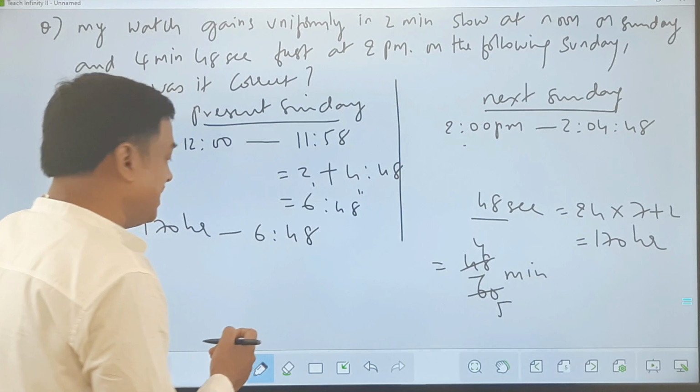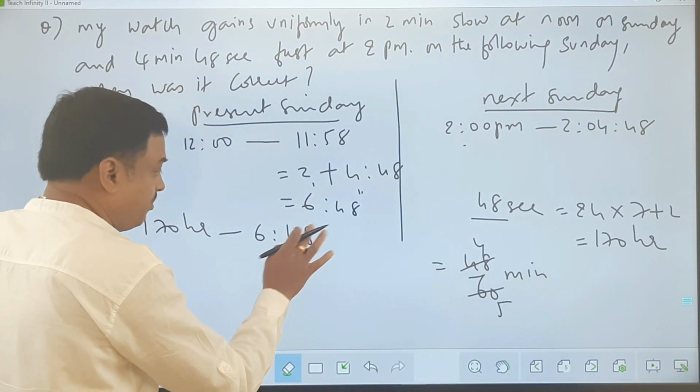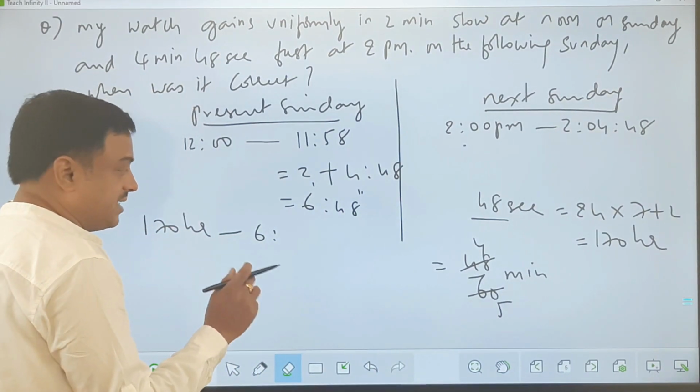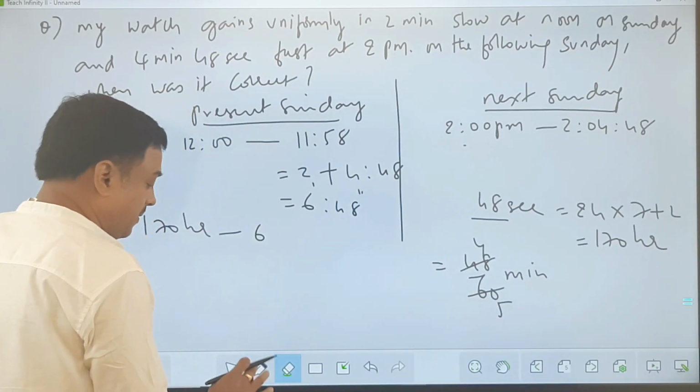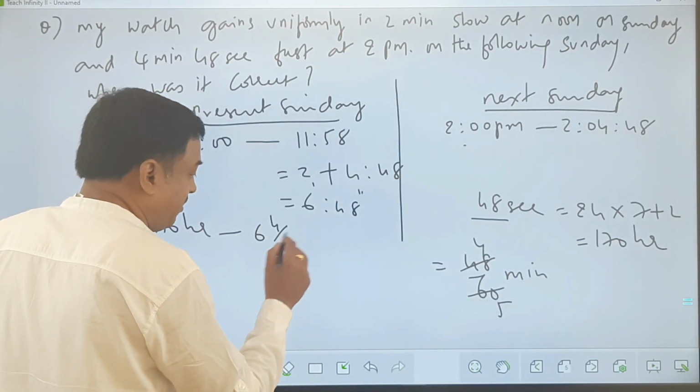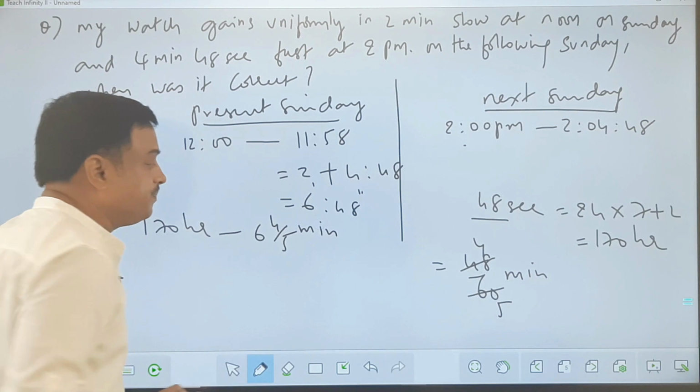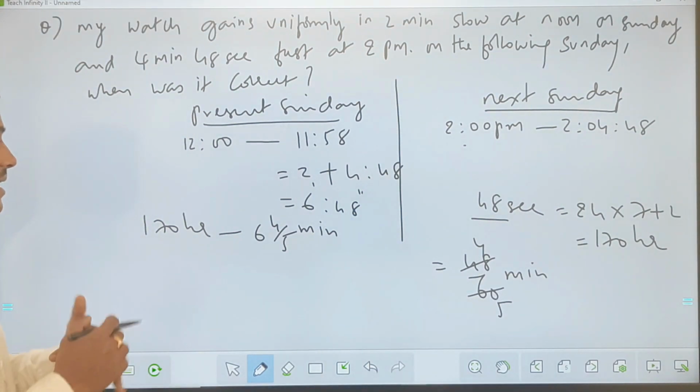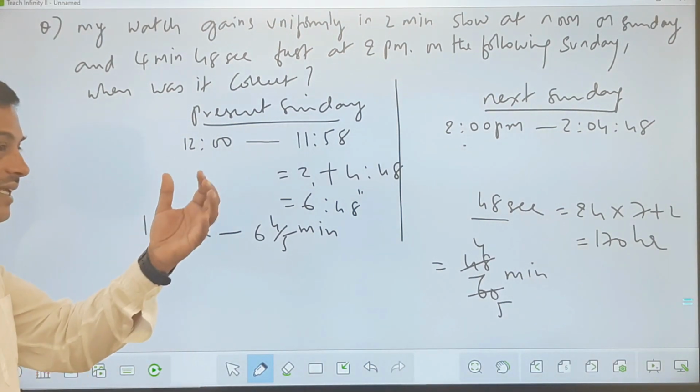So this part can be written as, instead of 48 seconds, I can also write it as 4 by 5 minutes of time. So please, I repeat once again, try to understand this in a proper way.